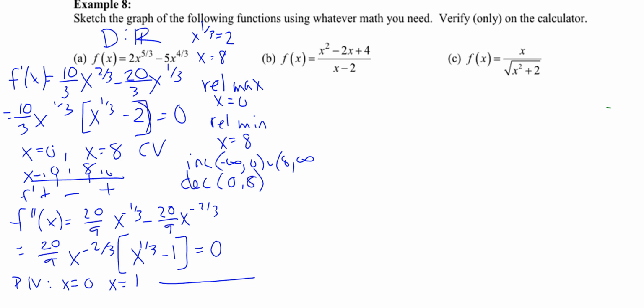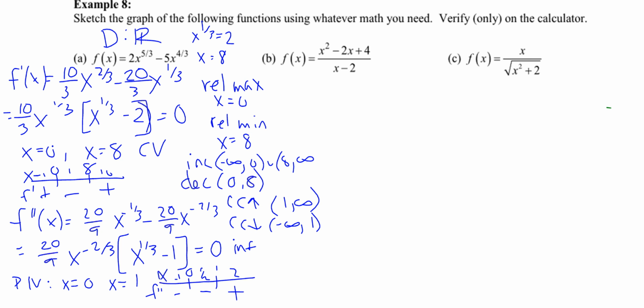Plug those in on a number line. We got 0, we got 1. This time we're plugging them into the second derivative. Let's see, 1/2, 2. Negative, negative, positive. Oh, this tells us a ton. We have concave up like a cup from 1 to infinity. We're concave down like a frown from negative infinity all the way to 1. We have an inflection point at x equals 1.